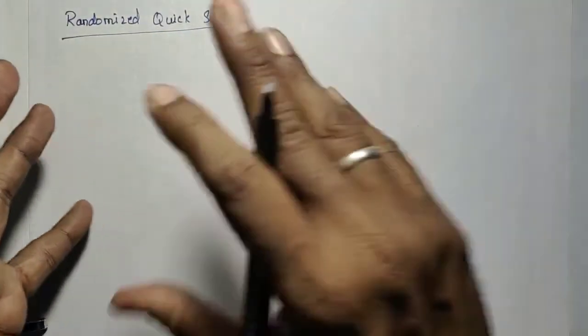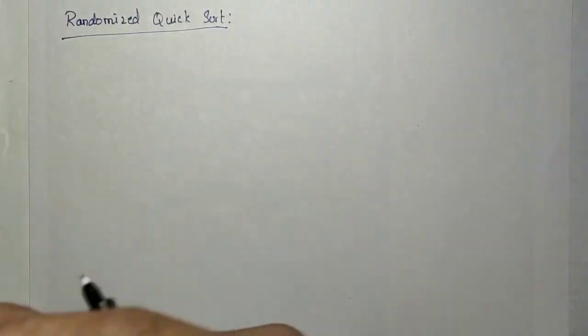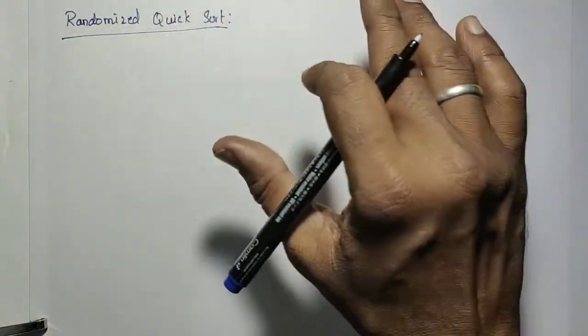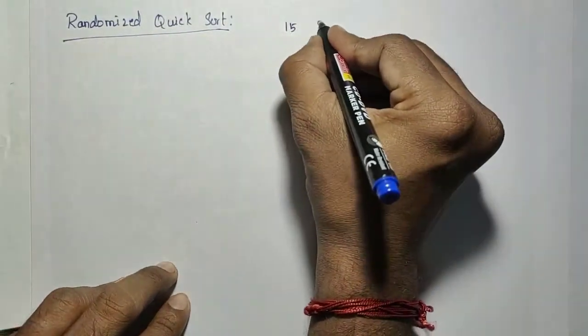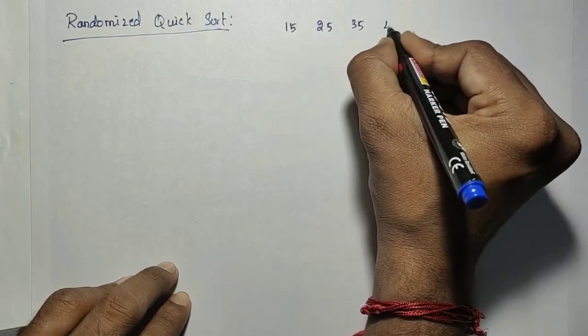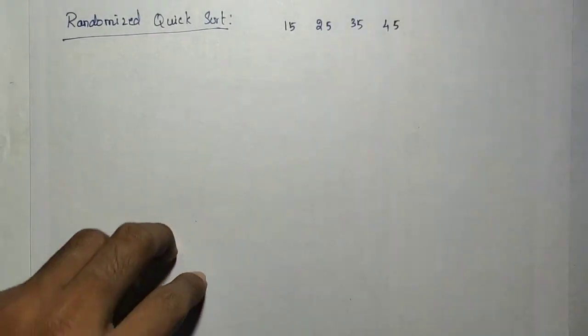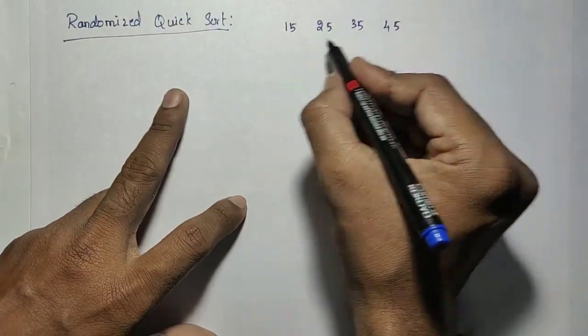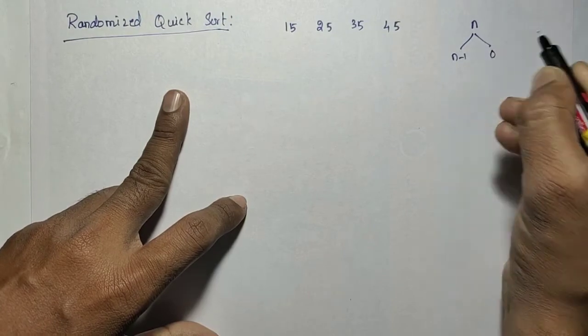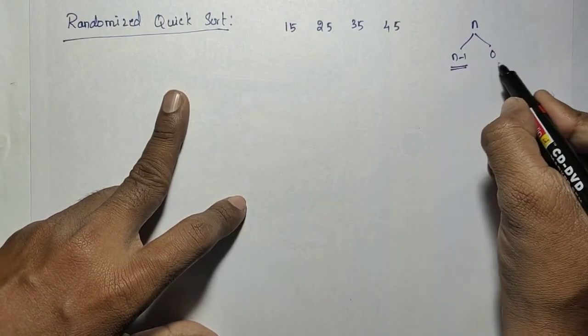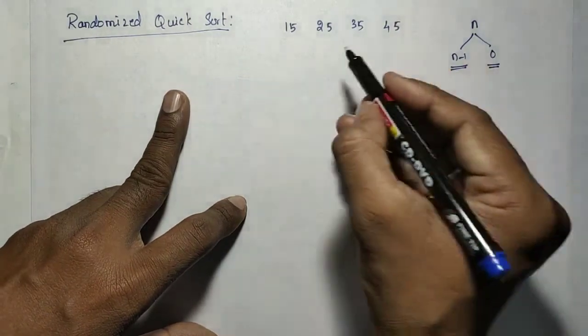So how to overcome this? Because of the algorithm's nature, it is giving the worst complexity. How to modify the algorithm to give the best complexity for any kind of input, that is what we are going to discuss in this session. For example, consider the elements 15, 25, 35 and 45. This is in ascending order, so n is divided into n minus 1 and 0. One subproblem size will be n minus 1, another subproblem size will be 0.